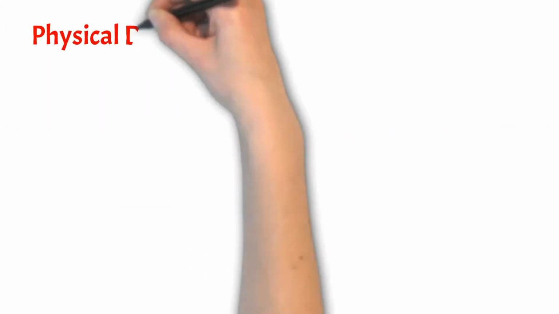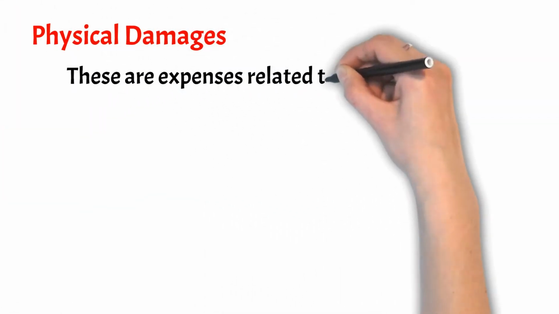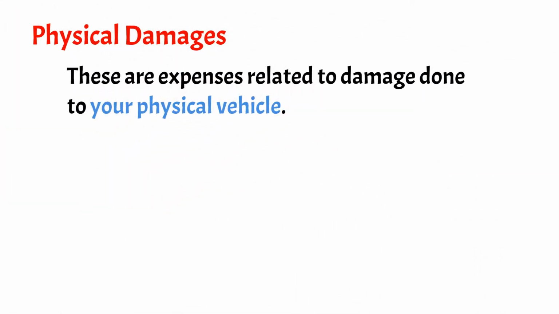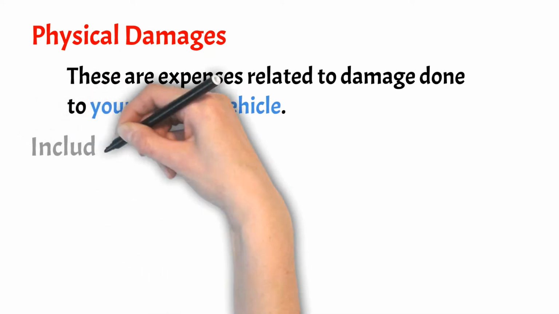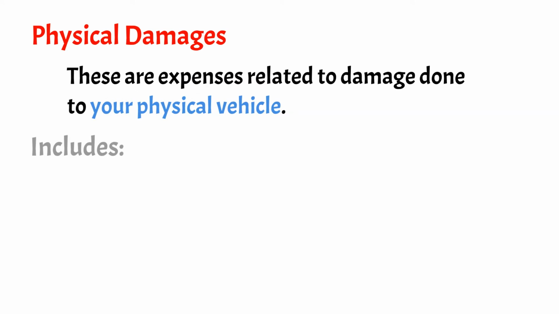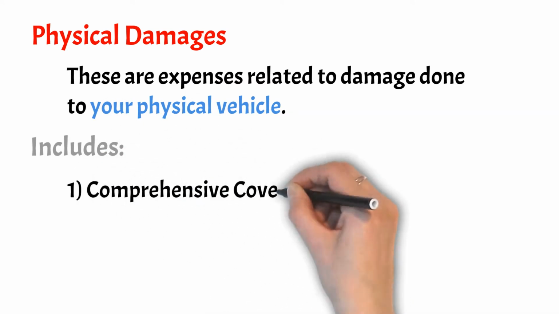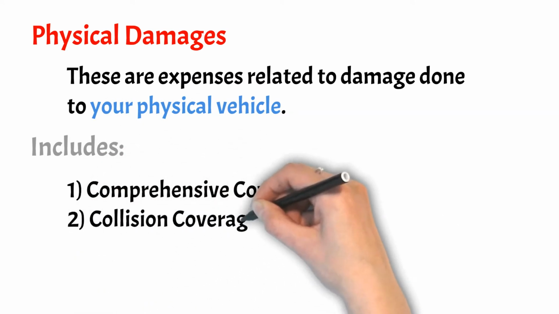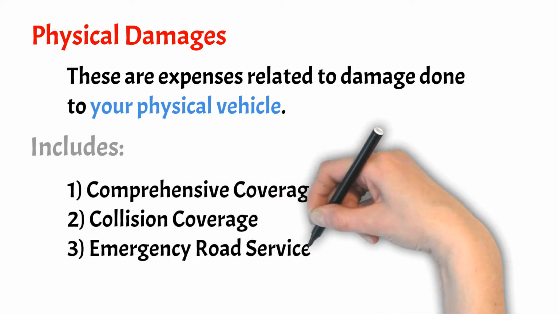Physical damages are expenses related to the damage done to your physical vehicle. The coverages that you may see regarding physical damages on your auto policy are comprehensive coverage, collision coverage, emergency road services, and rental reimbursement.